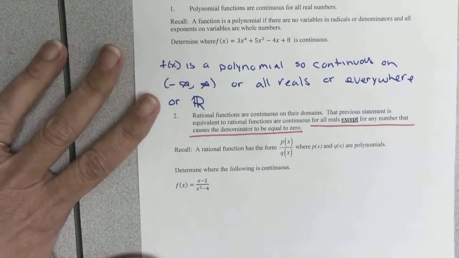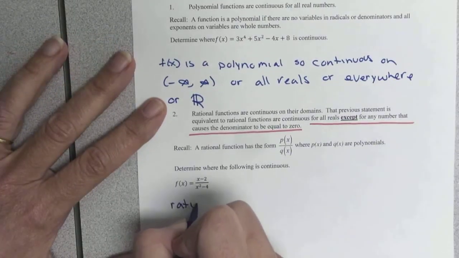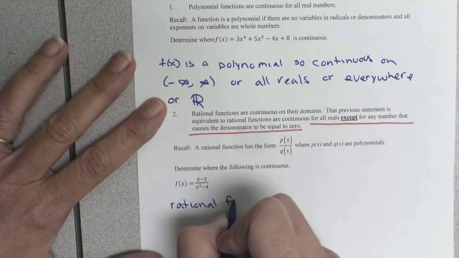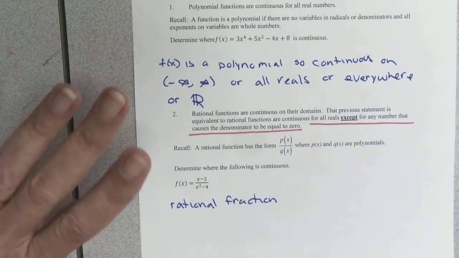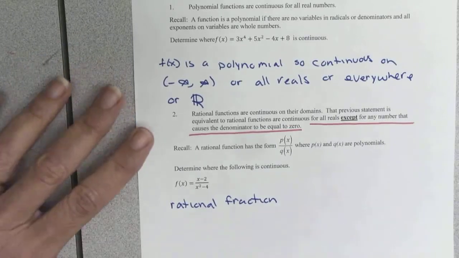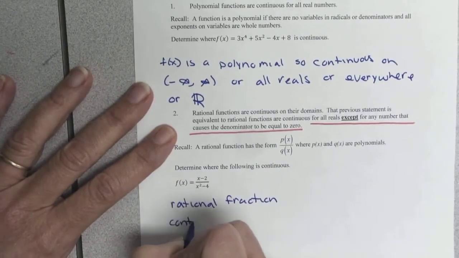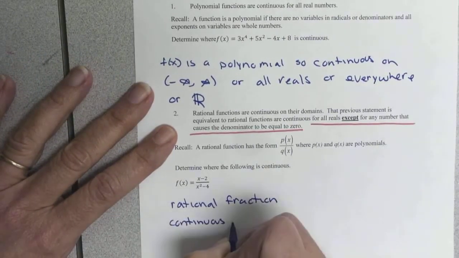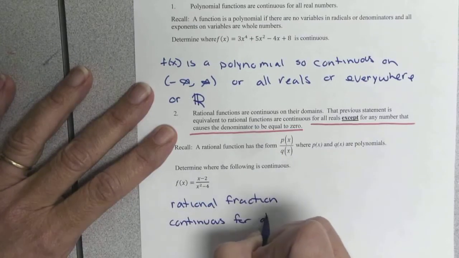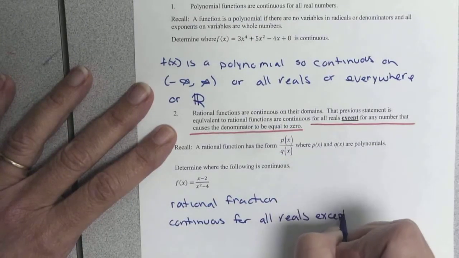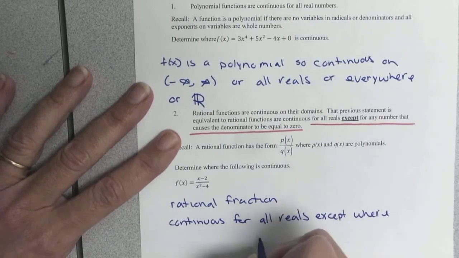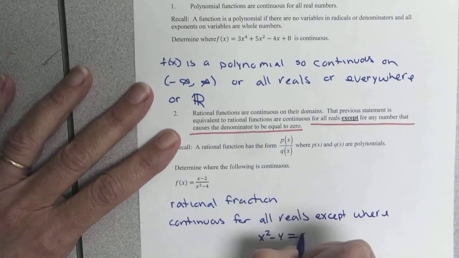Okay, so this is a rational function. Remember, a rational function is just a fraction where the numerator and denominator are polynomials. So this is going to be continuous everywhere, for all reals, except where x squared minus 4 equals 0.